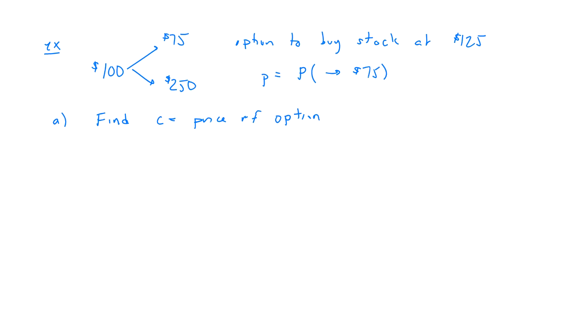So we have a stock that is currently at $100, and in the future it's either going to go down to $75 or go up to $250. We also have an option to buy the stock at $125. If I let P kind of randomly be the probability that stock goes down to $75, I want to find C, the price of the option I should charge so that there is an arbitrage.